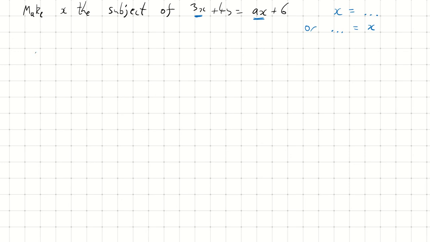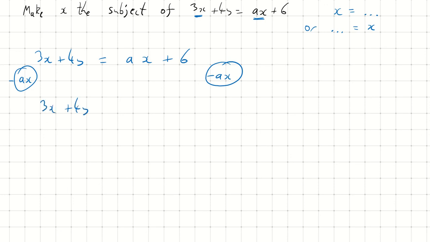The key, if we have x on both sides, is first of all to get all the x's on the same side. So let's move all the x's to the left hand side, let's say. To do that, we need to get rid of the ax on the right hand side, so we're going to subtract ax from both sides. So if I subtract ax from the left hand side, I get 3x plus 4y minus ax, and the right hand side is now just 6.